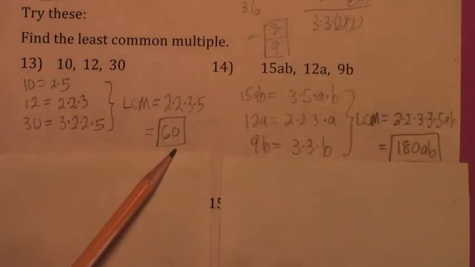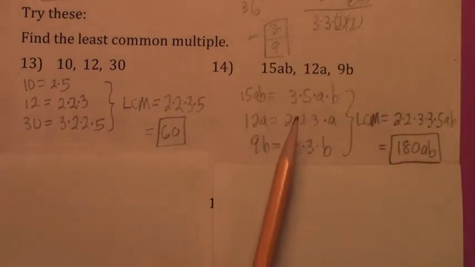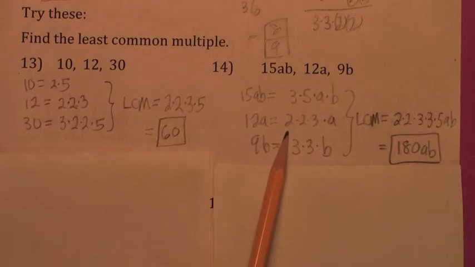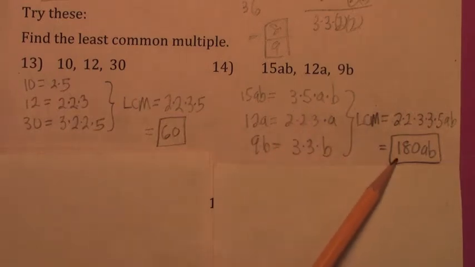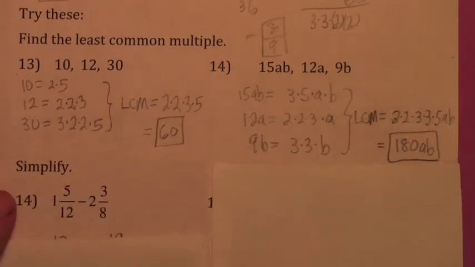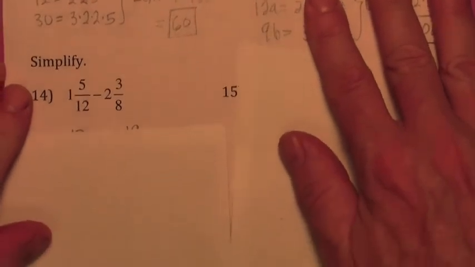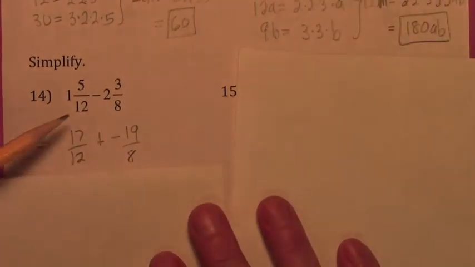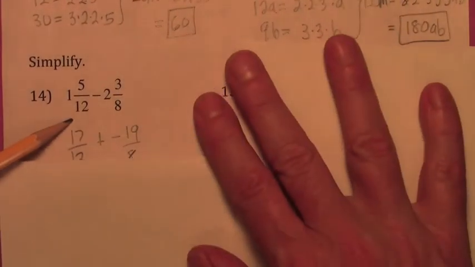This one's a little harder. Let's see. For this one, I get you need 2 2's, because this one has 2 2's, 2 3's, because this one has 2 3's, a 5, and then an A and a B. That comes up to be 180 AB. That's pretty big. Okay, on these last ones, to subtract, you change to additive form. Also, I changed this to improper, okay?